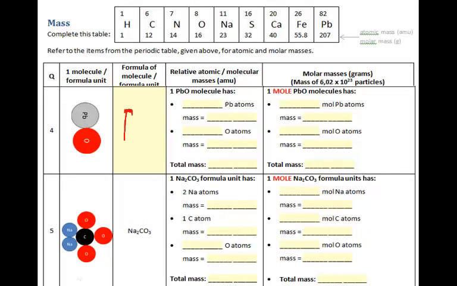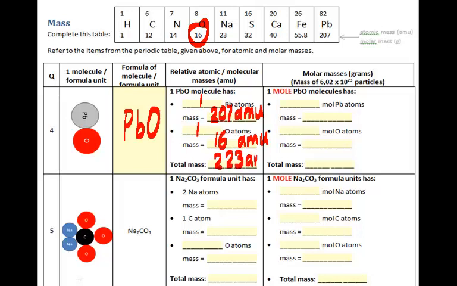Here we have a lead oxide molecule. One lead oxide molecule has 1 lead atom with a mass of 207 atomic mass units, and it contains 1 oxygen atom with a mass of 16 atomic mass units. 207 plus 16 gives 223 atomic mass units, the mass of 1 lead oxide molecule. That is the molecular mass, or the relative molecular mass of lead oxide.